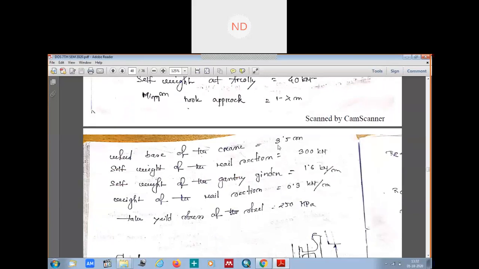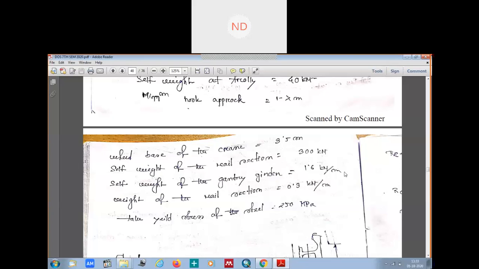So that is 3.5, the distance between the two wheels of the crane, 3.5 meter. The self-weight of the rail section is given to you, the rail section which is above the gantry girder and above which the crane moves. That is 300 kilonewton.